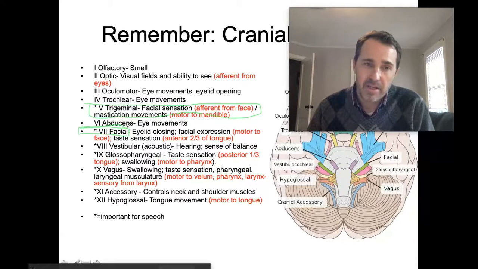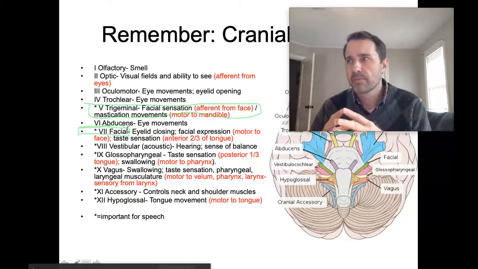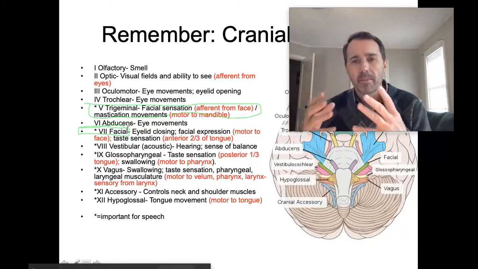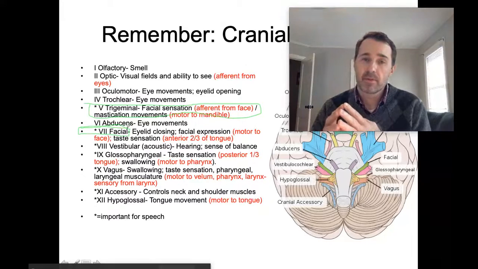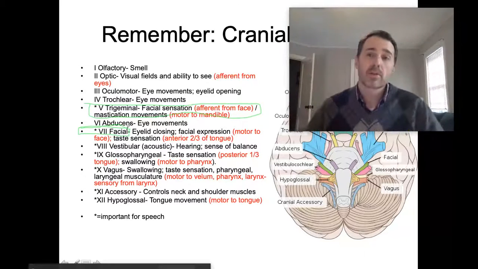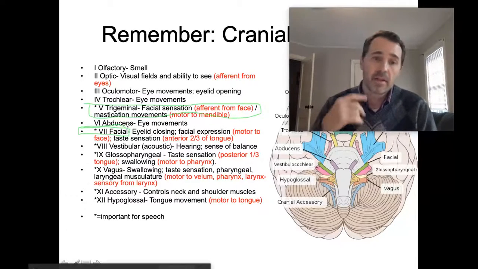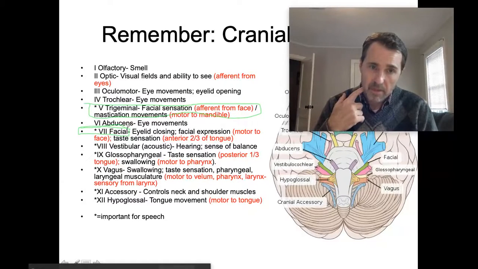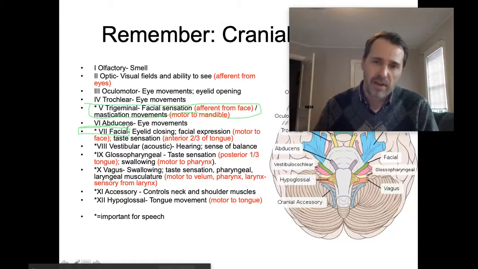And 10, vagus, is a large nerve with many parts. It is often referred to, as slang, as the wanderer because it goes throughout the body. The vagus innervates the velum. The vagus innervates the inferior pharynx, motor, so motor to the velum, motor to the pharynx.